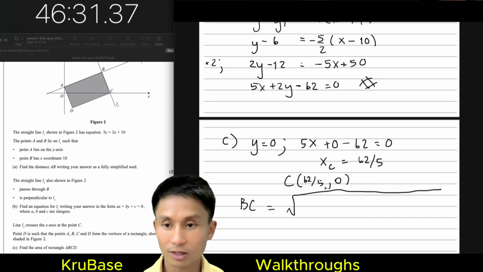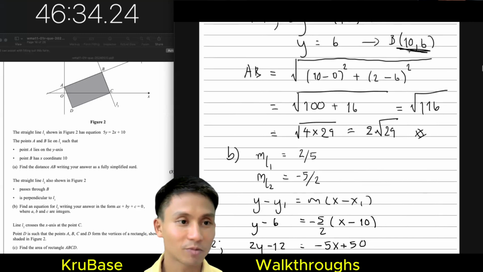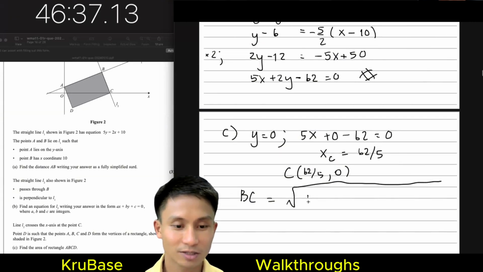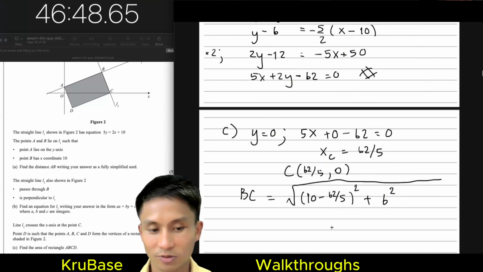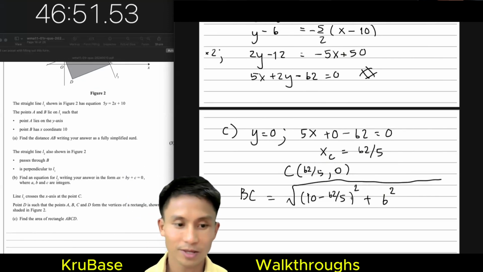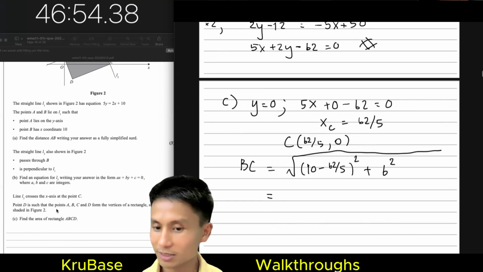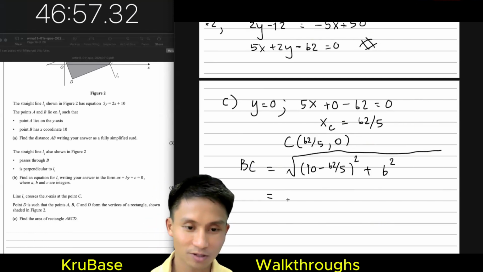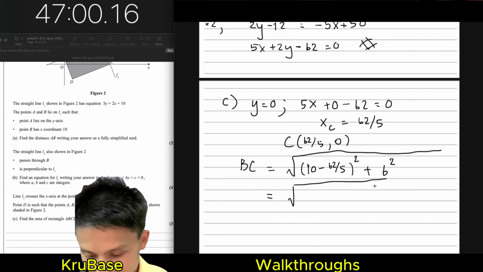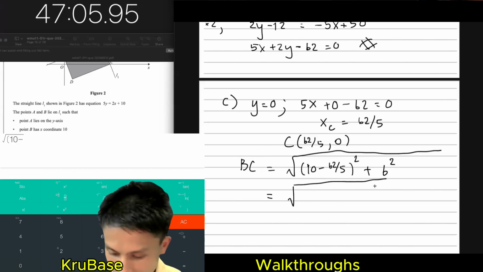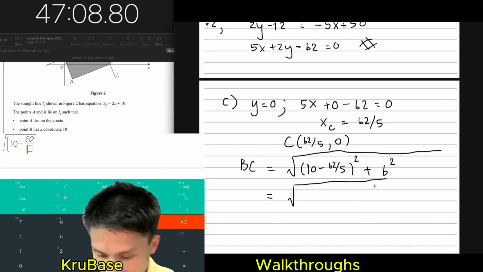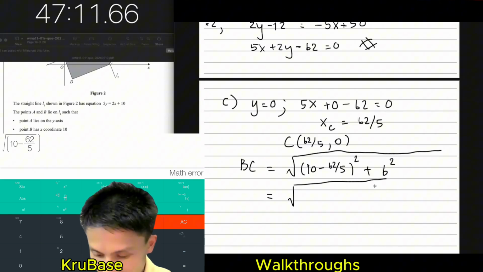Again, B is the same point, 10, 6. So it's 10 minus the x coordinate of C, squared, plus 6, and 6 minus 0 is just 6, squared. I'm just going to do that. It doesn't say exact, so I can just use a calculator here, see if I get any nice number. So brackets 10 minus 62 over 5 down there. And then in the brackets, oh no.